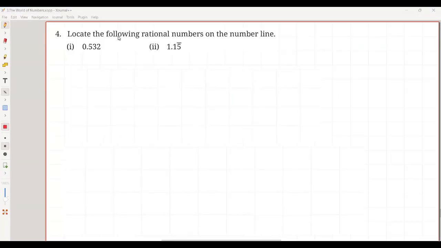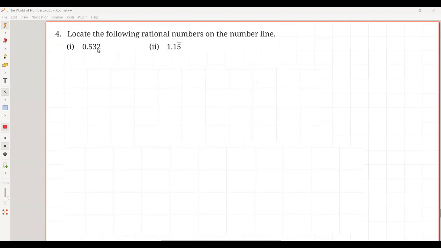Question number 4. Here is given, locate the following rational numbers on the number line. So we already located, right? Rational numbers are in the form of p by q on the number line. Now here they have given it in the form of decimals. So we have to represent these numbers on the number line. There is a different way, but whatever is easy, I have taken for you.